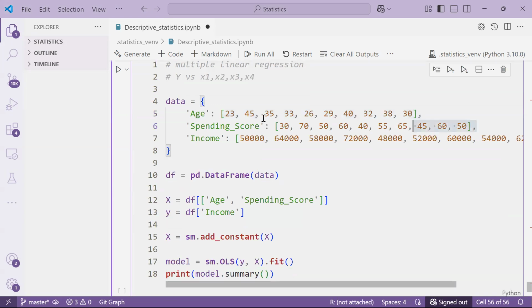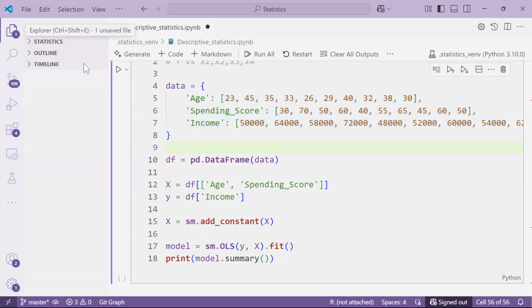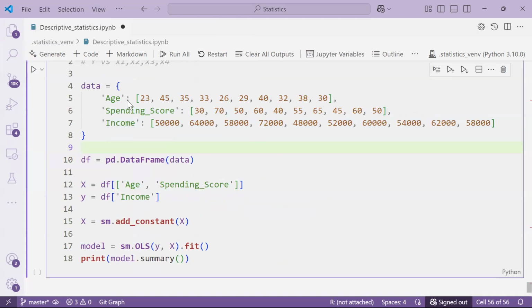And this is the spending score. Based upon the age and spending score, I would like to predict the income of that specific person. Then here x1 is my age, x2 is my spending score, and this is our income, right? So I'm holding income in the y variable, and the rest of the two things, age and spending score, I'm holding in the x variable.